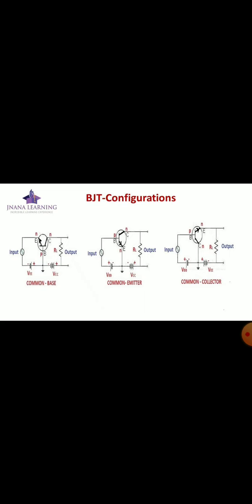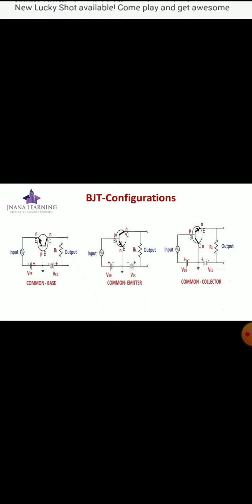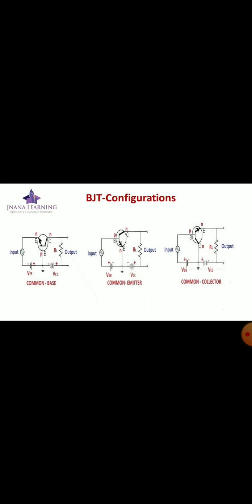First is the common base configuration. Here the input is applied between emitter and base. The output is taken from the collector and base. So the base of the transistor is common to both input and output characteristics. Why is it called common base connection? Because the base of the transistor is common for both input and output.